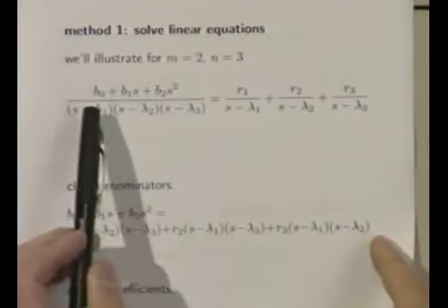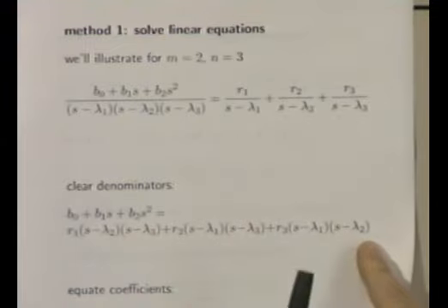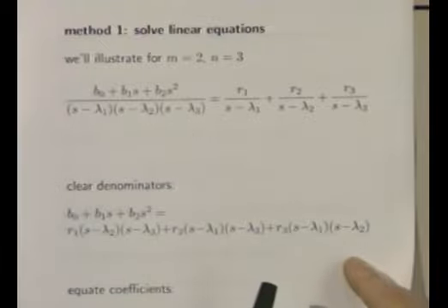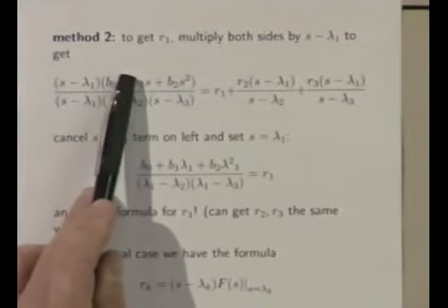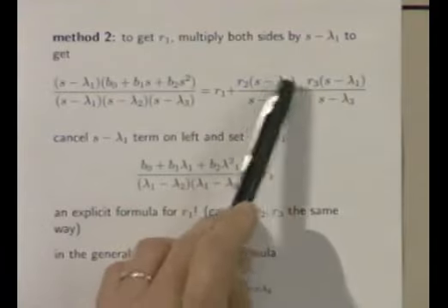We start with this. All we want to do is find complex numbers R1, R2, R3 such that this is true. What we're going to do is multiply left and right-hand sides of this equation by s minus lambda 1. Okay? So when we do that, we get this. When I multiplied this term by s minus lambda 1, the denominator went away. Here I get that, and I get that.